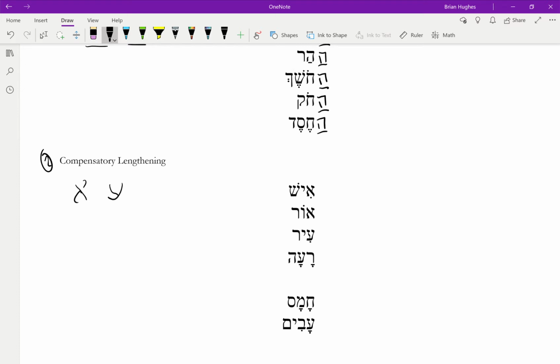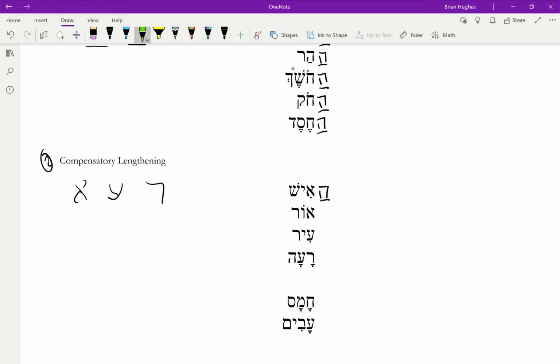The second option is called compensatory lengthening, and this is for the other gutturals, aleph and ayin, and the guttural's good friend who likes to tag along, resh. Here what happens is, this word is ish, it means man or husband. The he comes along to attach to it. We're talking about the man, right? And so the he, the patach, and just when the dagesh wants to go in, the aleph rejects it.